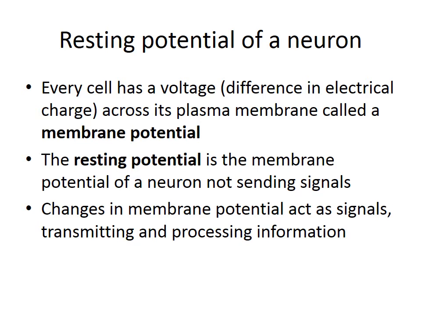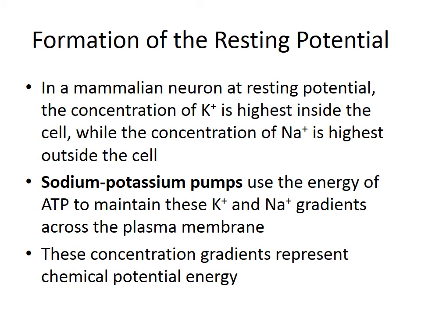The resting potential is the membrane potential of a neuron which is not sending signals. So when a neuron is at rest, it has a certain voltage, and that voltage is called the resting potential. Changes in membrane potential act as signals, transmitting and processing information. In a mammalian neuron at resting potential, the concentration of potassium is highest inside the cell, while the concentration of sodium is highest outside the cell.